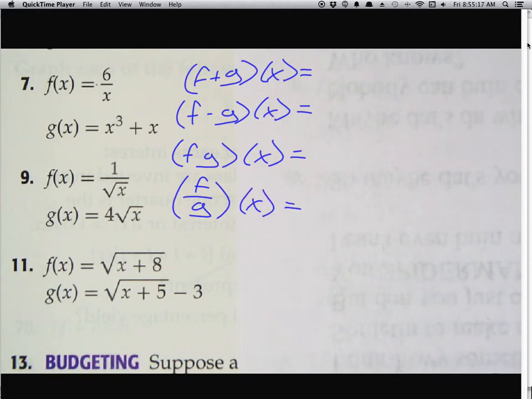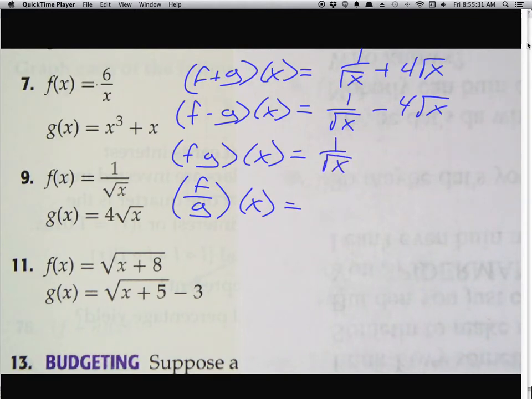So adding is pretty straightforward. 1 over the square root of x plus 4 square root of x. Subtraction is also straightforward. Now multiplication I can do a little bit more. What happens when I multiply there? The square roots cancel, and I just end up with 4.